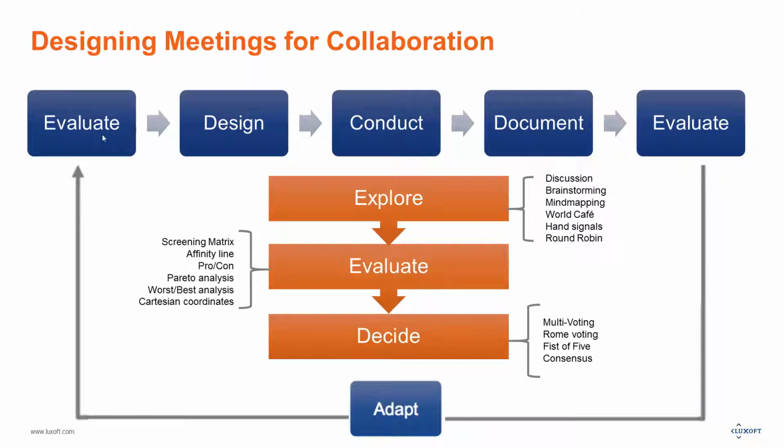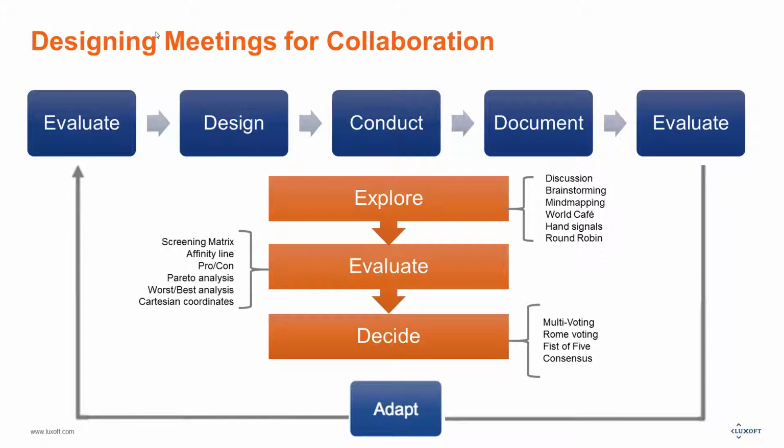For this slide, it is very important to understand the general structure of the meeting, and here are some examples of the techniques. For evaluation, it can be screening matrix, we will talk about it today, affinity line, pro-con analysis, Pareto analysis, worst-best analysis, and Cartesian coordinates. If you will need more information on these techniques, you can write me in questions, and I will send you the description of the technique over the email if you would like, if you haven't found any technique on the internet.